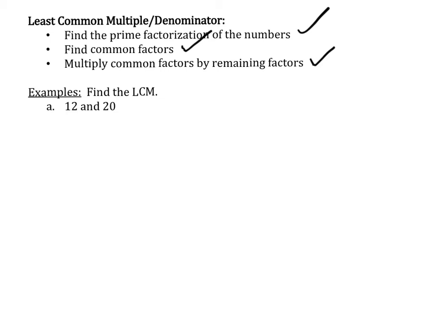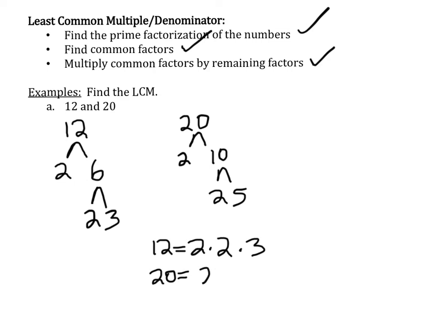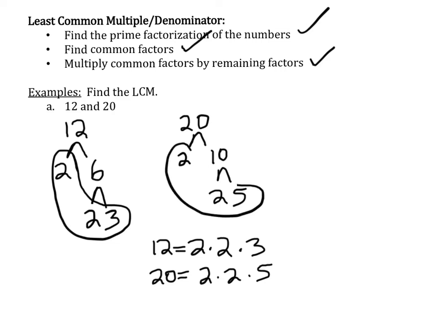I want to find the least common multiple between 12 and 20. So I'm going to go through the prime factorization of 12. Okay, so 12 can be written as 2 times 2 times 3. And I'm going to do the same thing for 20. 20 is 2 times 2 times 5, right? And remember, we get our prime factorization from the bottom of our tree.